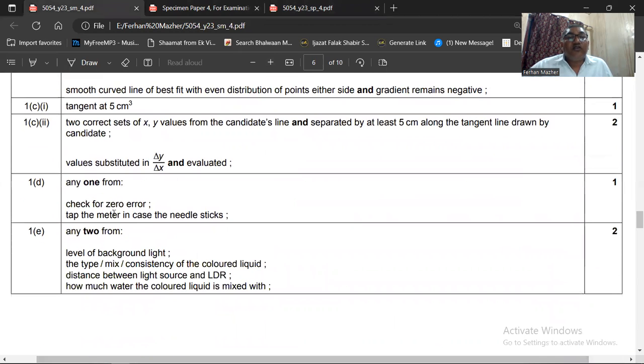Tangent at 5 centimeter cube, 2 correct sets of x and y values from the candidate's line and separated by at least 5 centimeter along the tangent line drawn by the candidate. Values substituted into delta V by delta x and evaluated. This is the 1D part: check for 0 error, tap the meter in case the needle sticks.